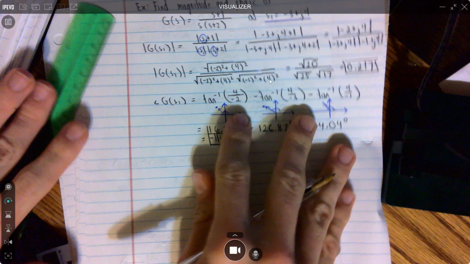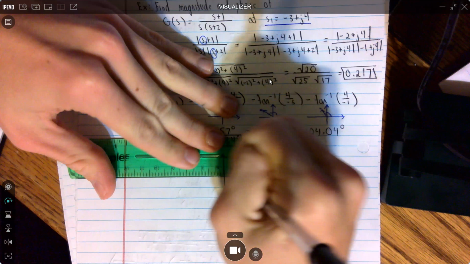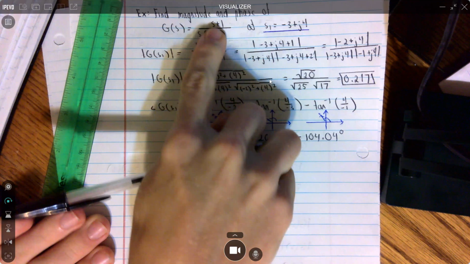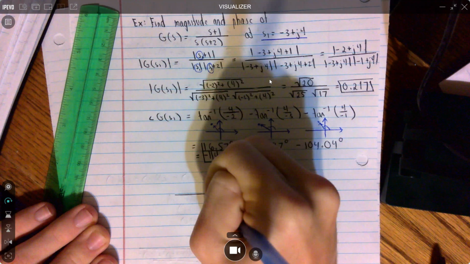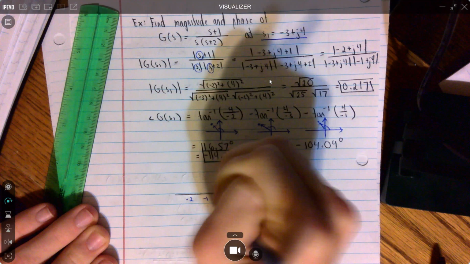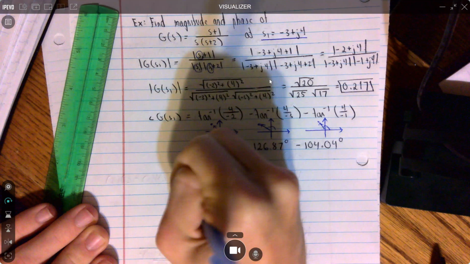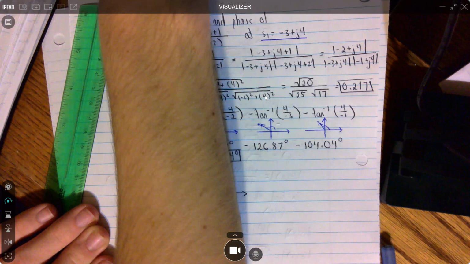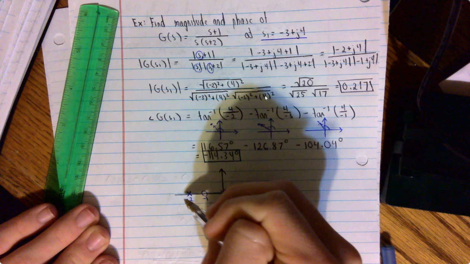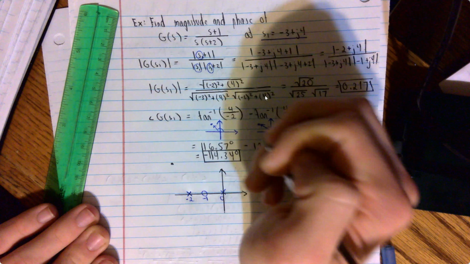So if we represent this on a polar plot, basically, we're going to see that we have a zero at -1. So if we have 0, -1, -2, we have a zero at -1, and then we have a pole at 0 and a pole at -2. And we're evaluating at this point, -3 plus j4. So assuming -3 would be over here, and let's just say that is j4 right there, this is your point s1.